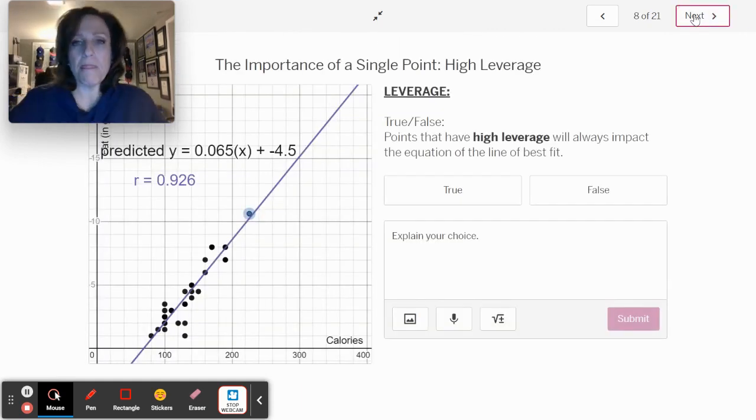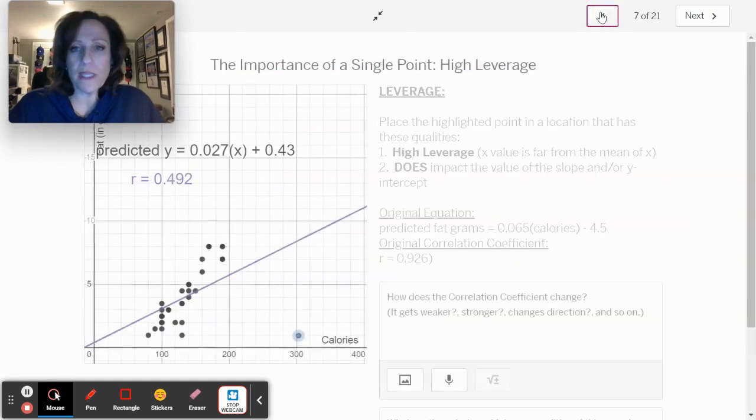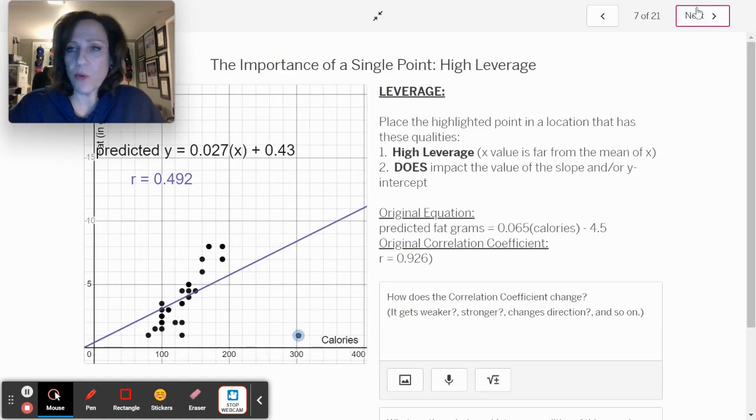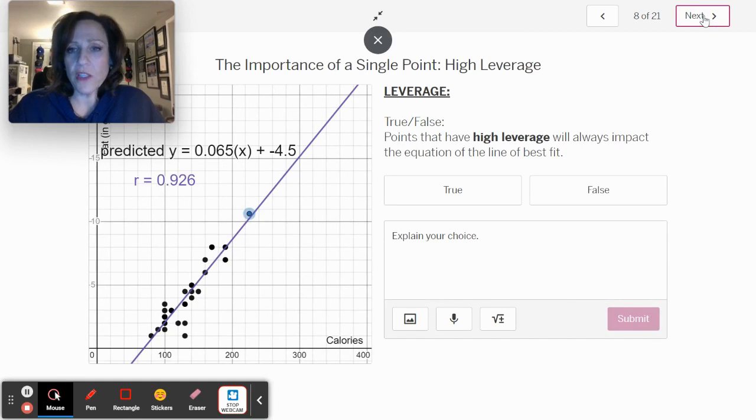Okay, moving on. All right, so now here's a couple true falses that I want you to answer. A point that has high leverage, that's what we've just done. We did a high leverage point here on slide 6 and a high leverage point here on page 7. And then this question, true, false, answer it and explain your choice.